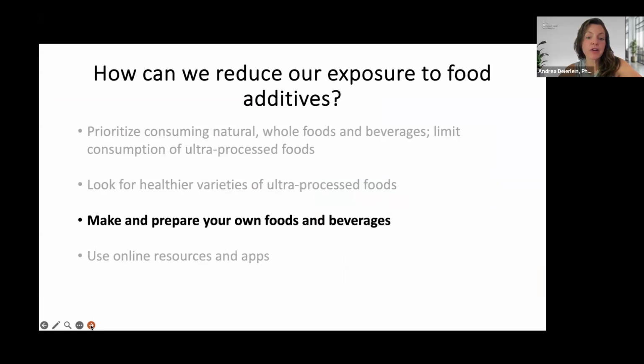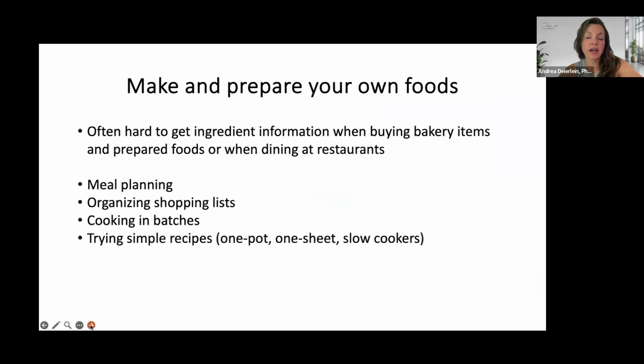We can make and prepare our own foods. Obviously, that's the best way to control what you're consuming, because it is hard to get information when you're buying prepared foods or when dining at restaurants. So thinking about meal planning, organizing shopping lists ahead of time, and trying simple recipes might all lower the burden of preparing your own foods.